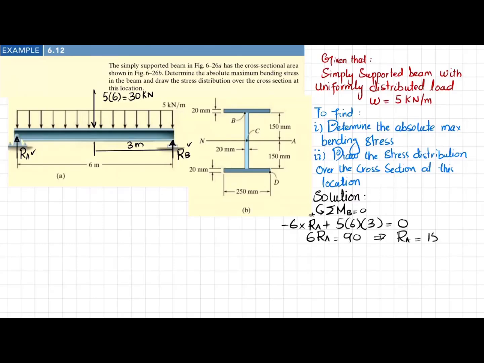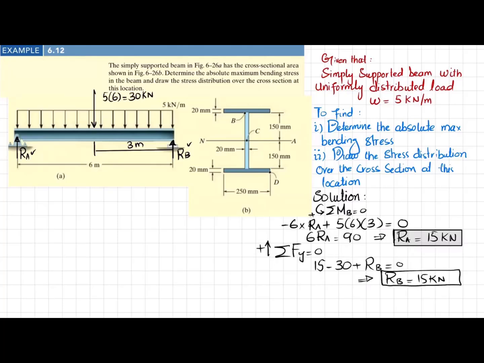15 kilonewton. Now you have RA, you can find RB by using another equilibrium condition, that the sum of all forces along the y direction must be equal to 0, taking the upward force as positive. There are 3 forces, one is this one, another is this one, and the third is this one. Their sum must be equal to 0. So RA, which is 15 kilonewton, minus 30 kilonewton plus RB is equal to 0. From here you will get RB also equal to 15 kilonewton.